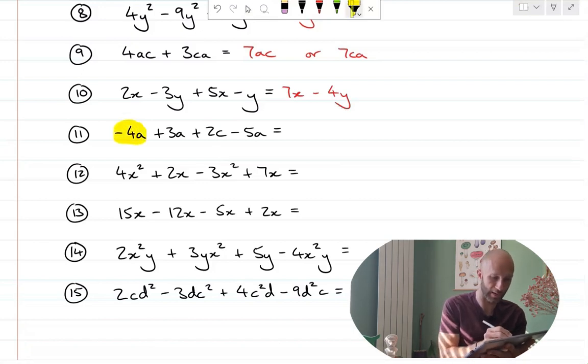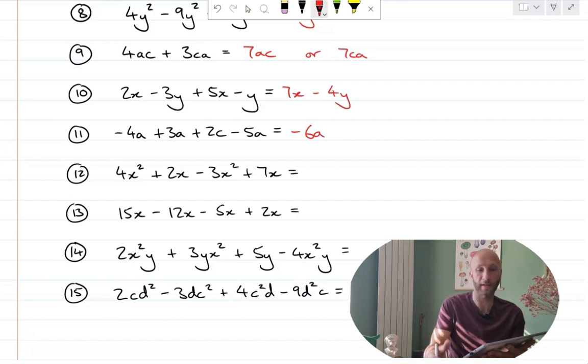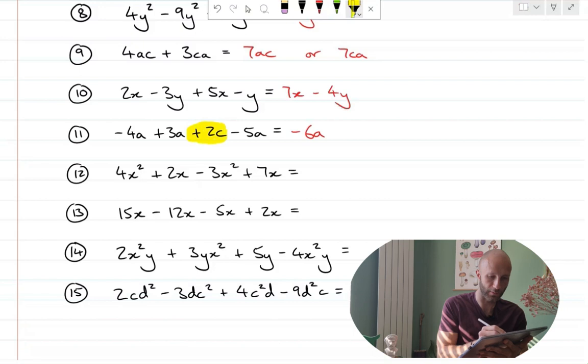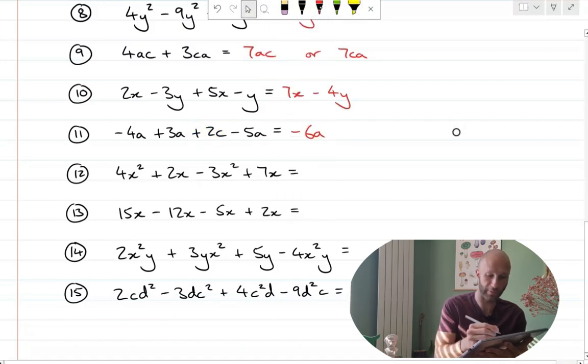So minus 4a plus 3a is minus 1a, just minus a. So it's minus a, minus 5a is minus 6a. It gives me minus 6a, it gives me the sign. So I can just write that down. I don't think, am I adding or subtracting? And then there's no other c's, so the c will not mix. Non-mathsy word for you: it will not mix, it will not simplify with anything. So the 2c just stays that way around.